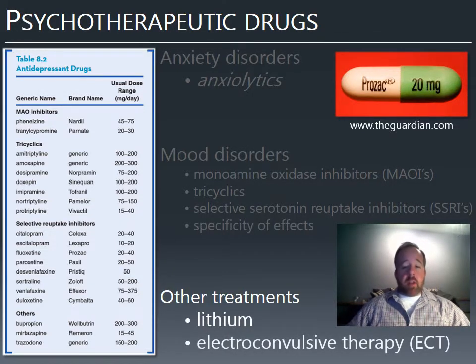You also have non-drug treatments like electroconvulsive therapy, ECT, and this is just what it sounds like. It's the passing of electrical current through the brain. It's a treatment of last resort because it has some unpleasant effects and it's unpleasant to go through. But at the same time, it's been shown to be very effective, especially for depression. There are some side effects like memory loss, but it does seem to be effective and it's still used.